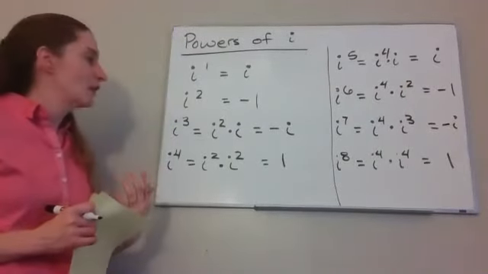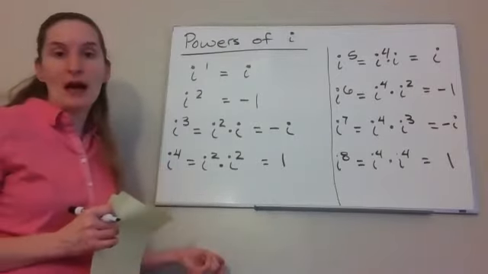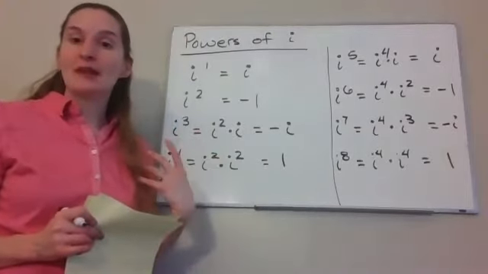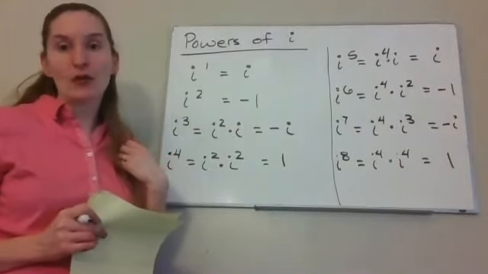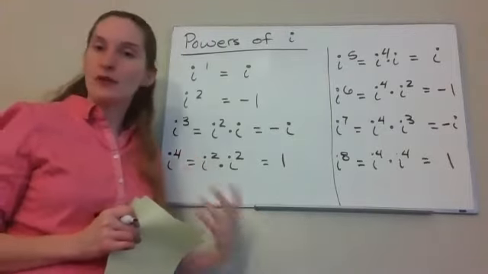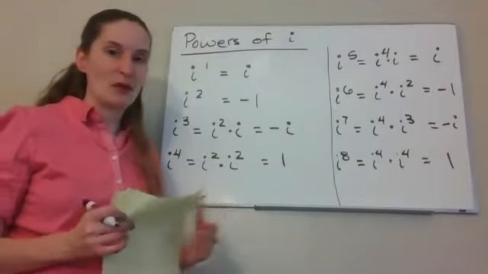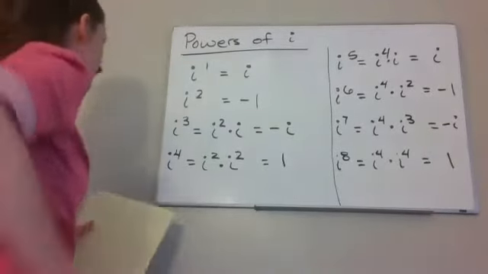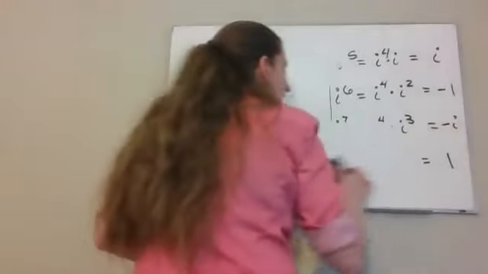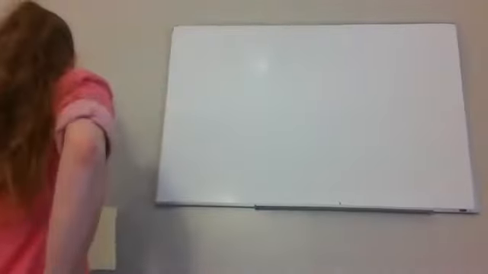The important thing to notice is every single time we get a multiple of 4 as the power, we're back to 1. So we're going to be able to simplify really, really high powers of i by first rewriting it in terms of powers of 4. Every time you have a power of 4, it's just going to be 1. Let's do an example simplifying a really, really high power of i using what we just observed.